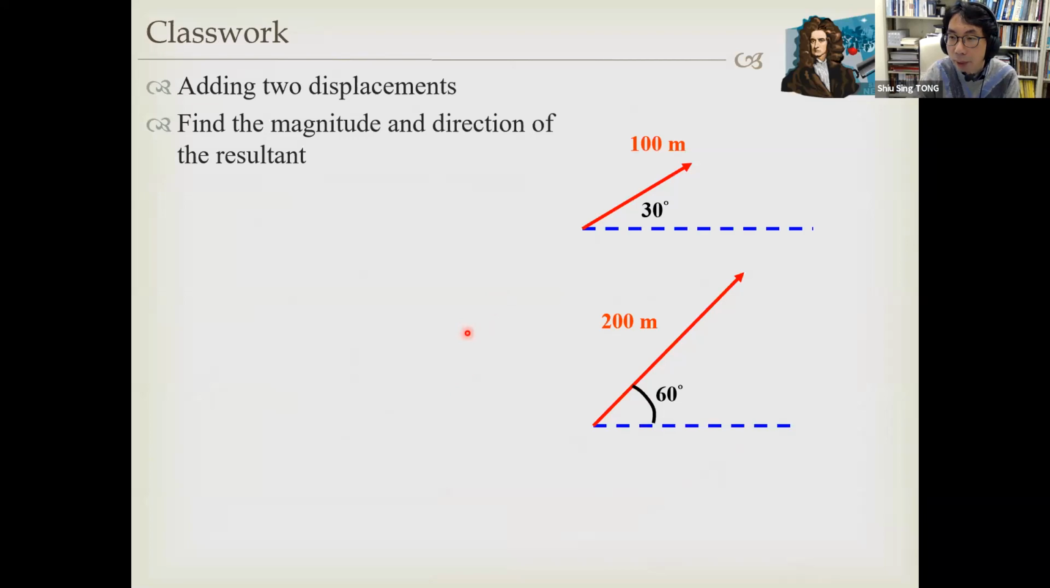I just give you a break so that you can have a review of what you have learned. We have 2 vectors here. Why not add up these 2 vectors? And I want the magnitude and also the angle that the resultant makes with the blue dashed line. So I want you to find the resultant, the magnitude of the resultant, and the direction, the angle that the resultant makes with the blue line. Okay. So I give you 5 minutes to do it. You can do it with whatever method you like.